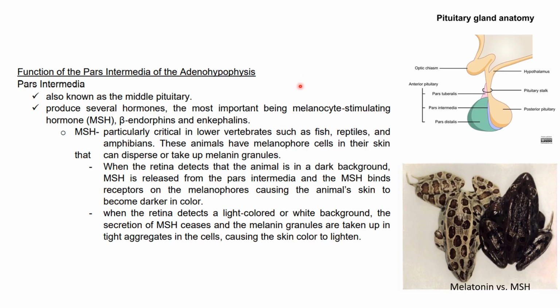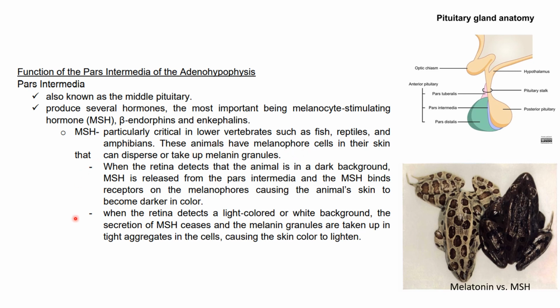So now let's go to the hormones that are secreted by your pars intermedia or your middle pituitary, as shown here. They secrete your melanocyte stimulating hormone, beta endorphins and enkephalins. Beta endorphins and enkephalins are important in pain management of the animal. But endocrinologically, what is of importance to us is the melanocyte stimulating hormone. These are important in lower vertebrates, for example fish, reptiles, and amphibians, because they have melanophore cells which contain melanin granules.